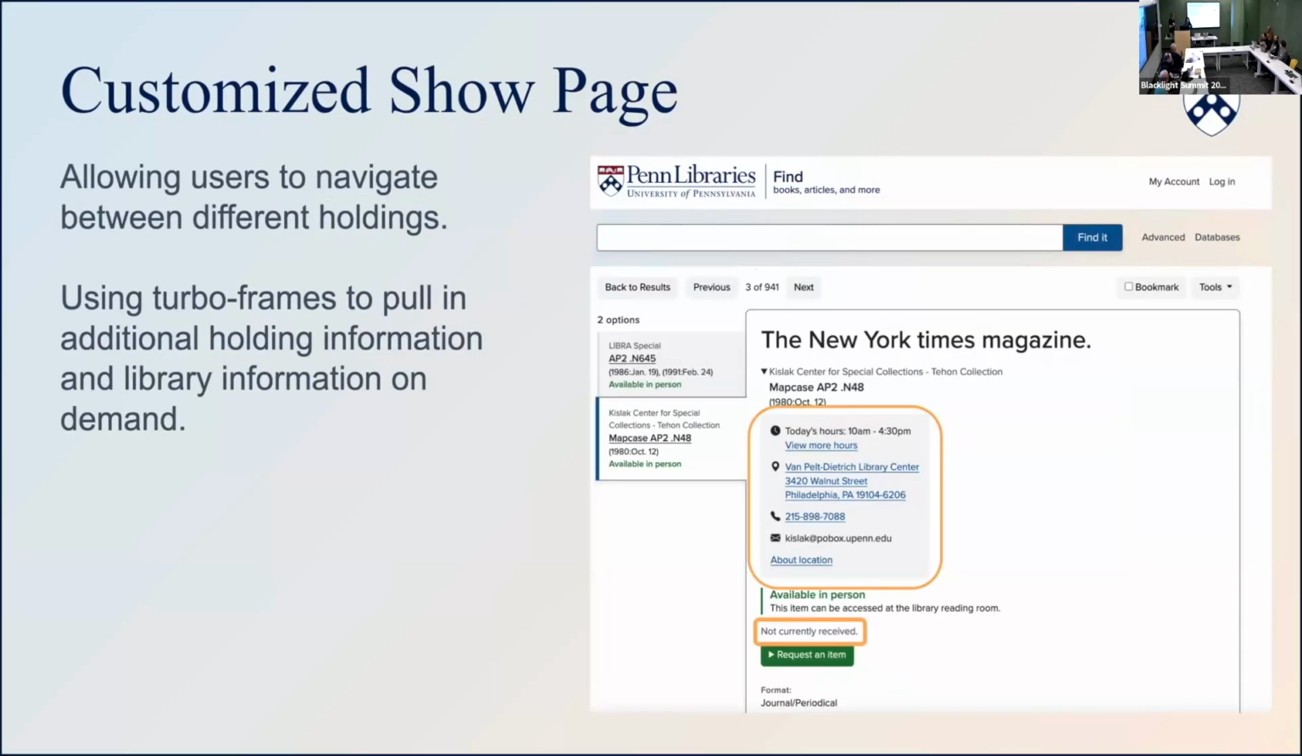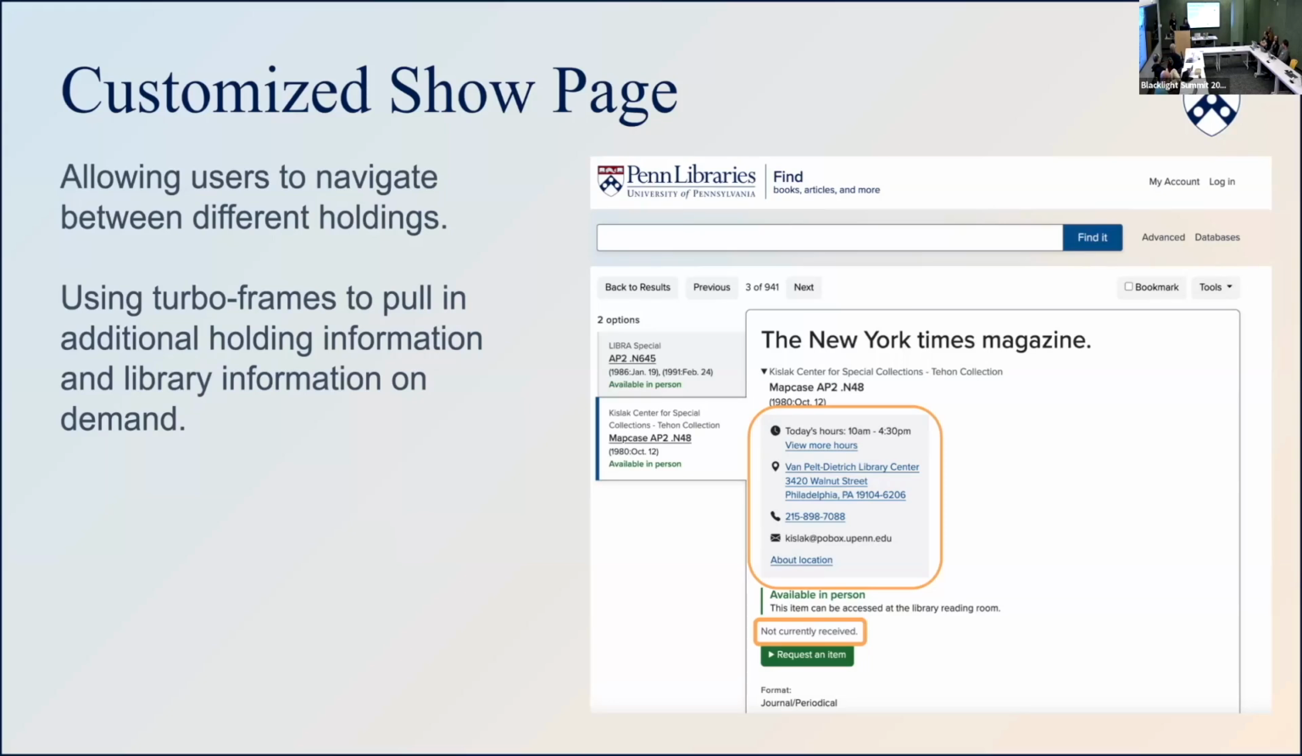Like most catalogs that implement Blacklight, we customize our show page, and we took some inspiration from BYU and have this tabbed interface where the holdings are displayed on the left side and the metadata plus additional information about the holding is displayed on the right side. We also wanted to be able to pull in external data as necessary. So we really leverage Turbo Frames in this application to make the site more dynamic and more JavaScripty without actually having a front-end framework.